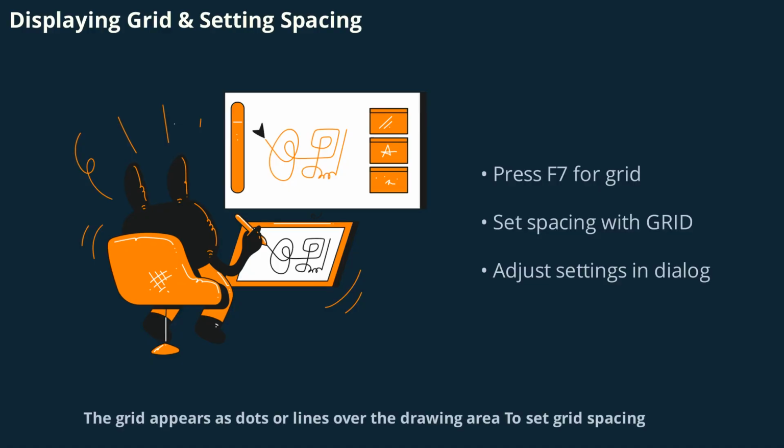The grid appears as dots or lines over the drawing area. To set grid spacing, type grid in the command line and enter the desired value. You can also adjust settings in the Drafting Settings dialog, setting X and Y spacing independently and enabling adaptive grid. Proper grid settings improve drawing accuracy and speed.